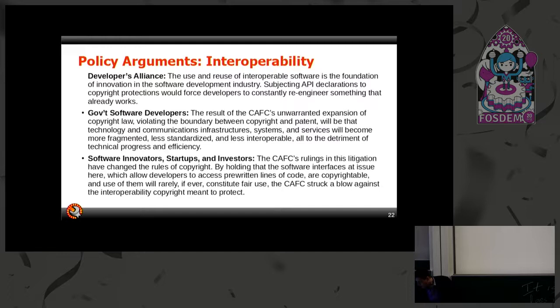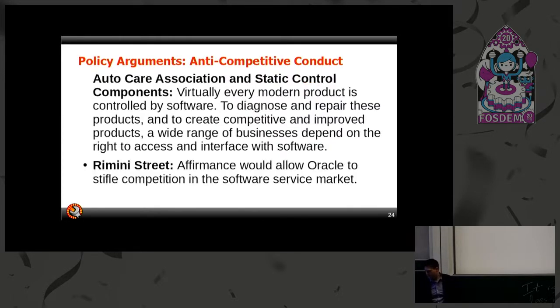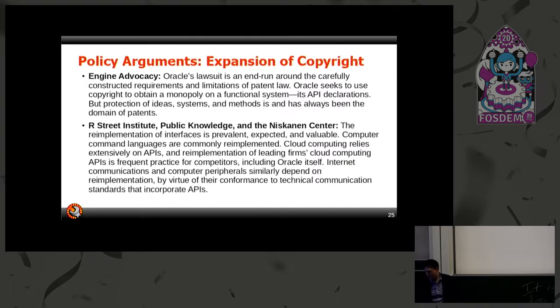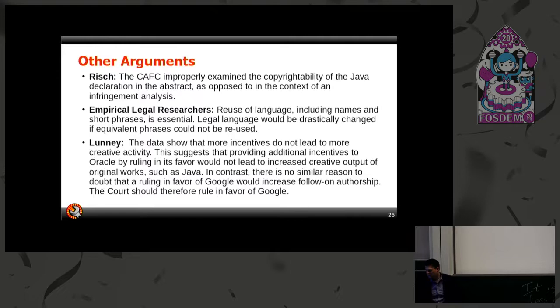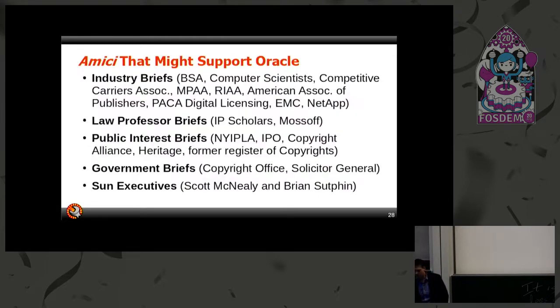Wow, I'm almost out of time. Couple more: anti-competitive conduct from the American Antitrust Institute and the Retail Litigation Center, against the expansion of copyright. Now, I want to point out a couple things. The American Library Association and some others said, don't mess up fair use. I'd like to look for a moment, while I've got just a minute.